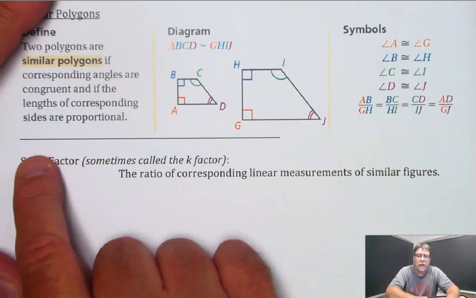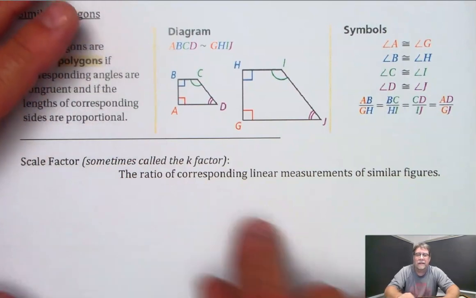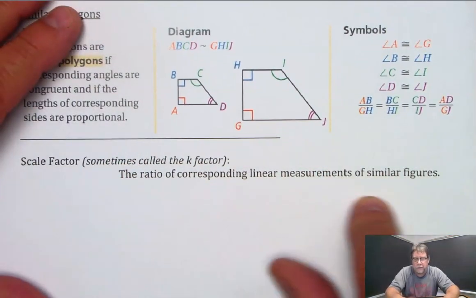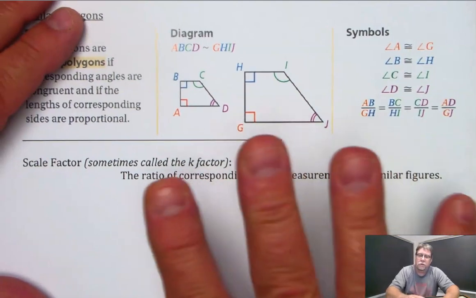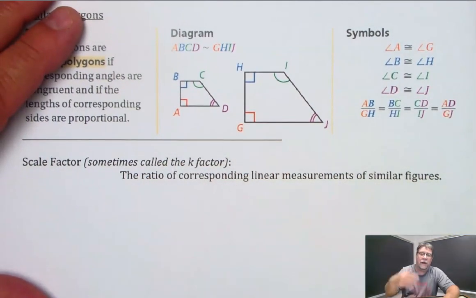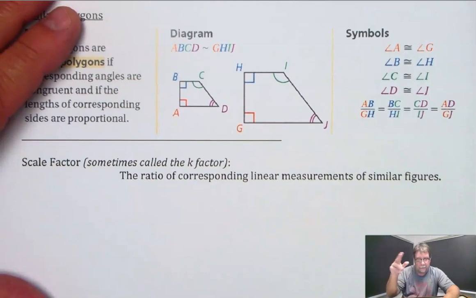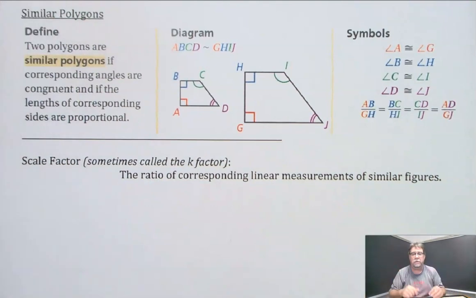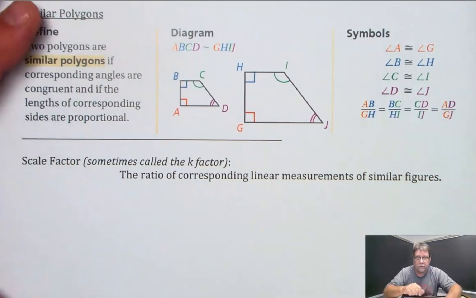And something called a scale factor is that ratio of the corresponding linear measurements of similar figures. Make sure those measurements are linear. They're not area or volume, because that comes into play later on, and that'll be a little bit different. So linear measurements, so like the perimeter measurements or the length of a side measurements.